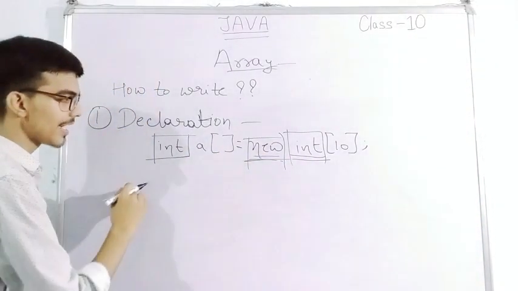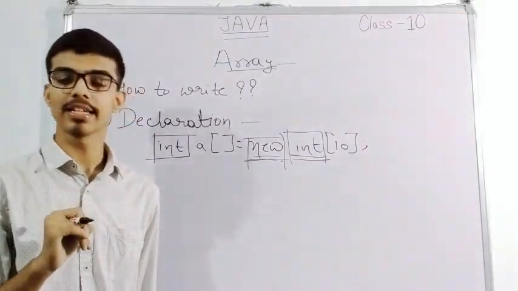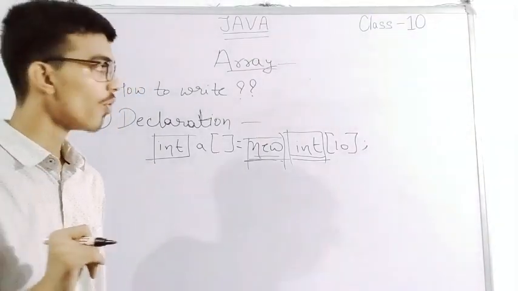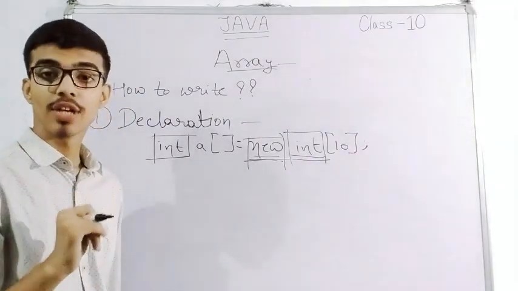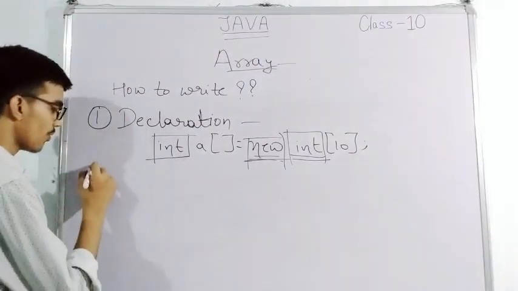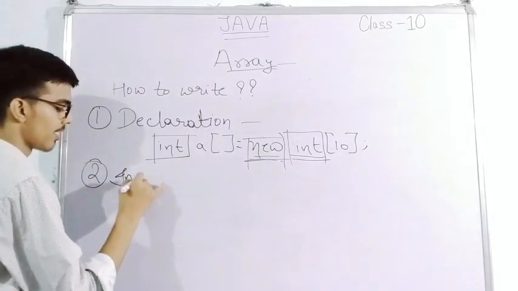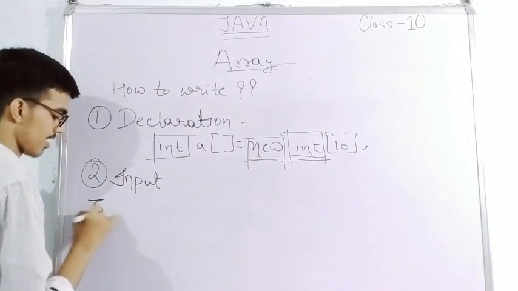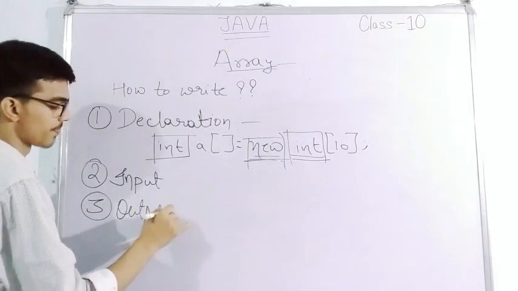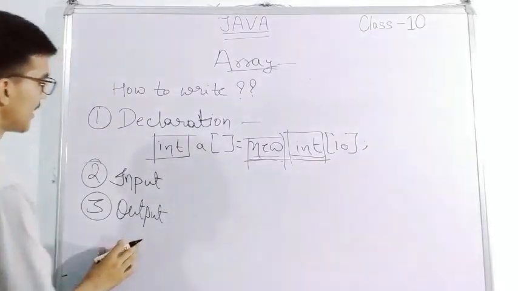So after declaration, what we have to do? In a program, generally we take input, and after that we have to find the output of that program. So second, we'll take input, and third, output. Now how to write it, I will tell.